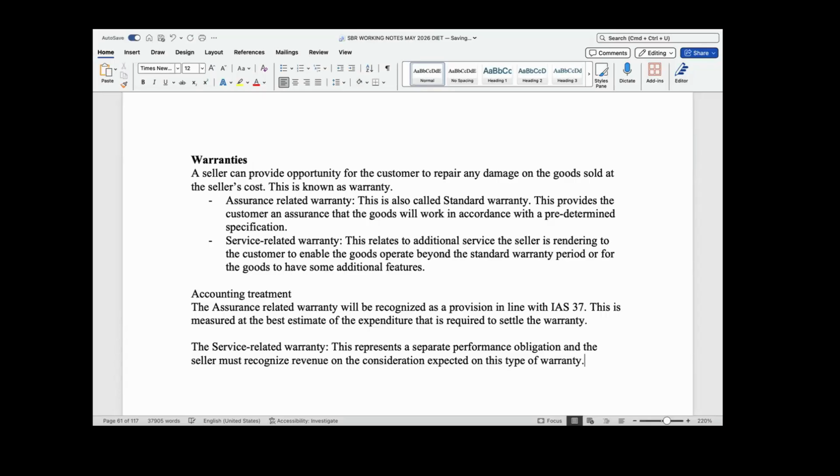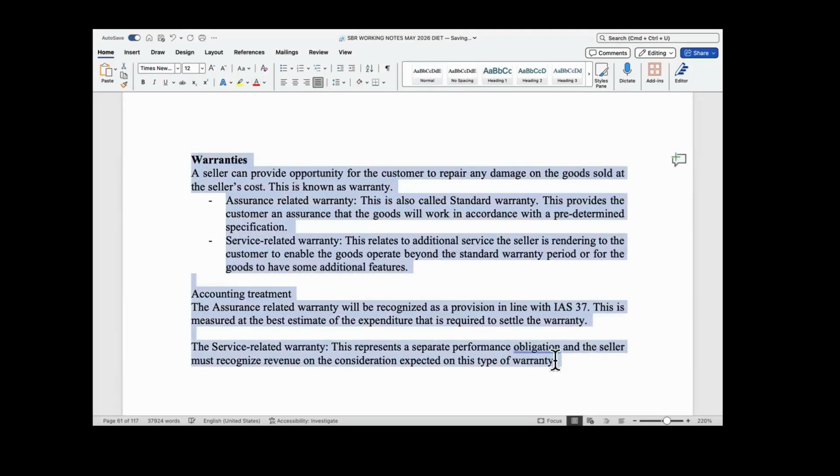I think these people used to do it via poll. They're using an iPhone, so they will tell you that your warranty has expired. If you want to extend, then you need to be paying a certain amount of money per month, something like that. So that's service related. Where you want additional service that goes beyond the standard warranty, it becomes service related, and it becomes a separate performance obligation that the seller can then recognize revenue on.